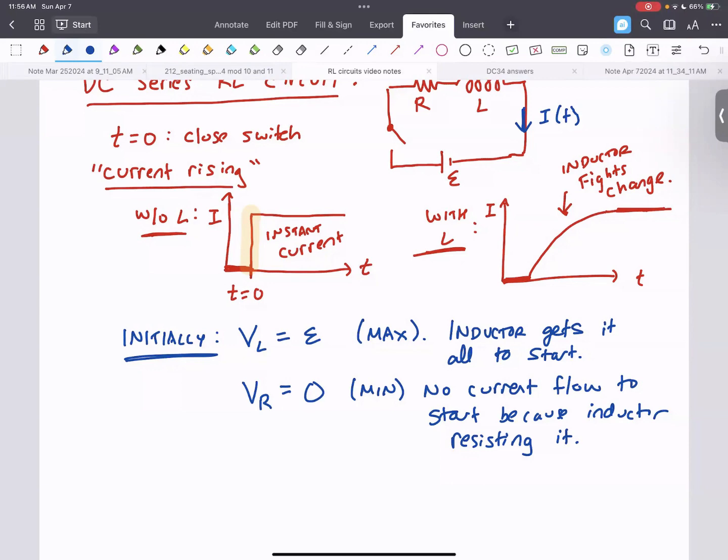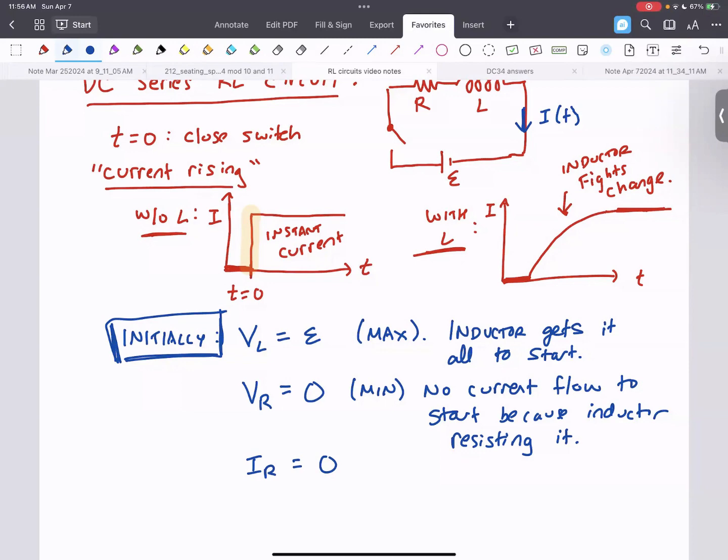Now remember that V sub R equals IR. So this means that I sub R equals 0. And again, these are all initially in this current rising phase, right? This is why we call it the current rising phase. So the voltage across the inductor is the maximum value, which means there's really no current through the circuit at all.